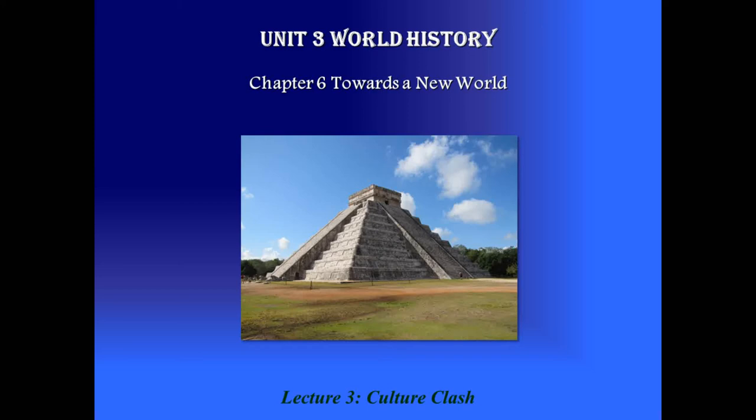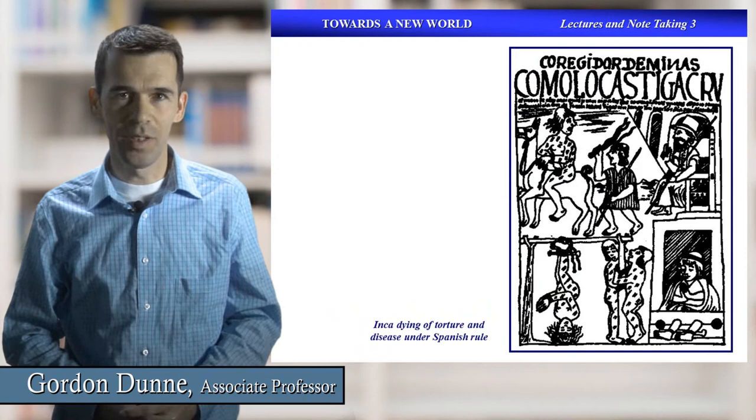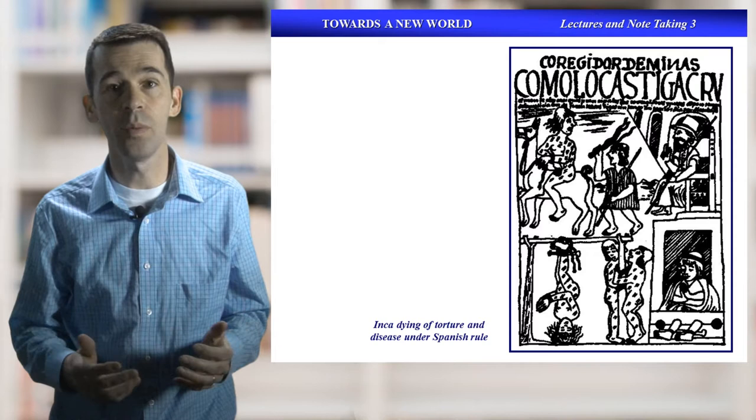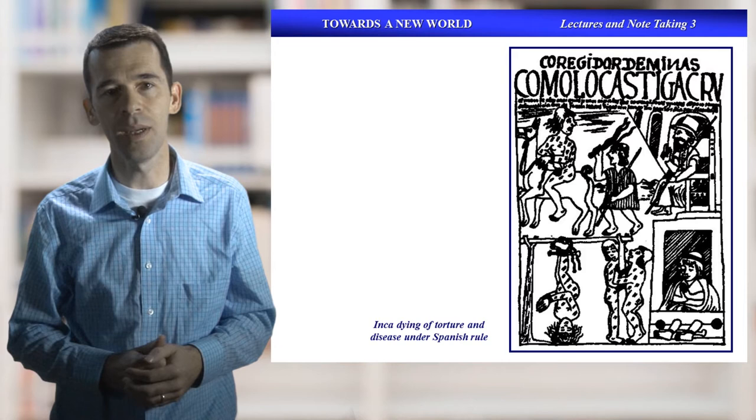For the last lecture in this series of lectures, we now turn to what happened after Columbus and the Spanish arrived in the Americas in 1492. Well, the Spanish, and after them the Portuguese and the English and the French, quickly encountered the native peoples of the Americas. And things could not have gone more wrong.